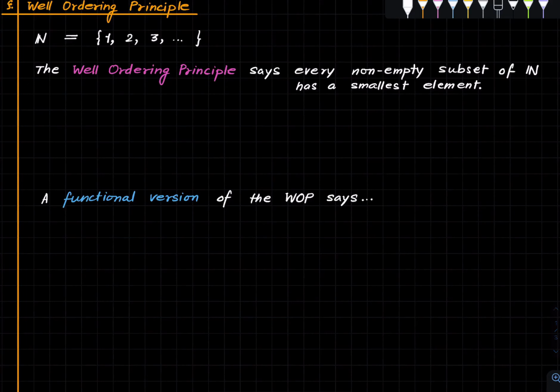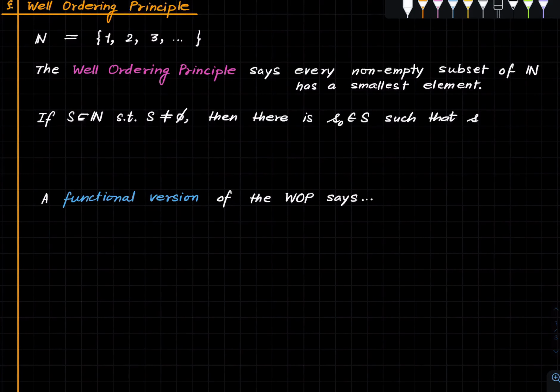Suppose S is a subset of the natural numbers, which is non-empty. Then there is an element in S such that it is the smallest element in S, right? So this inequality holds for all elements of S. So that is the well-ordering principle.